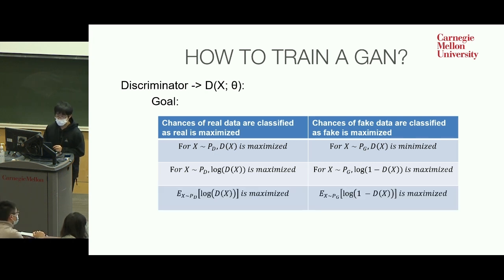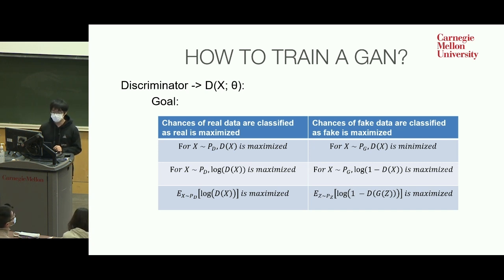Okay? We perform one more step, which is the integration of the function we have here. So we are basically calculating the expectation of those two functions. And in order to also consider the effects of the generator, we simply make the change here so that Z is from the latent vector distribution, which is P(z), and the input becomes G(z).